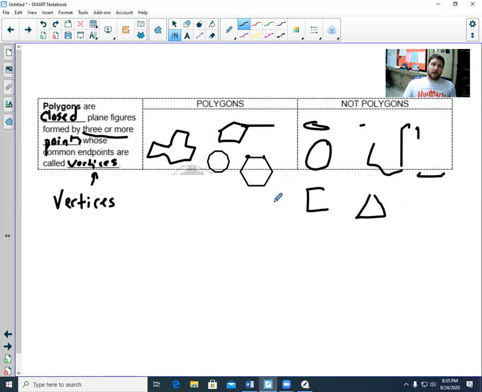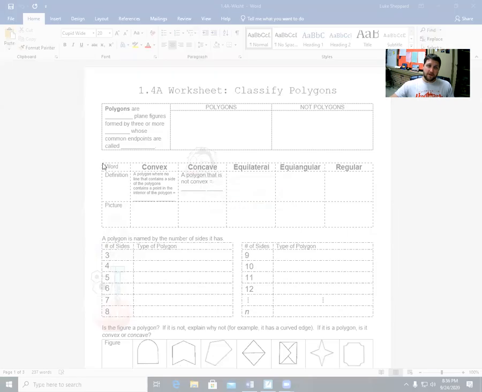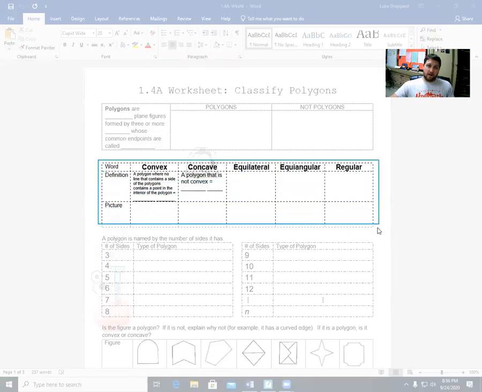All right. The next thing that we want to look at is these words. These are the types of polygons that there can be. There can be something called a convex, a concave, an equilateral, an equiangular, and a regular polygon. We're going to go through each of those definitions so that we can figure out what they are and what they look like.